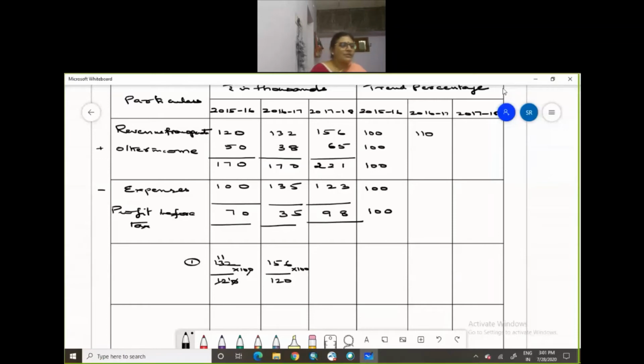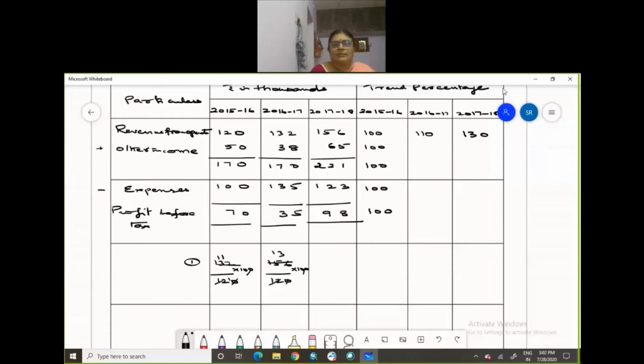So express the figure of the other years as a percentage of the base year. Next, take 156 divided by 120 into 100. The zeros cancel, 12 will go here once, the balance is 3, so 30. So it is 130 for 2017-18. Likewise you're going to do it for everything.